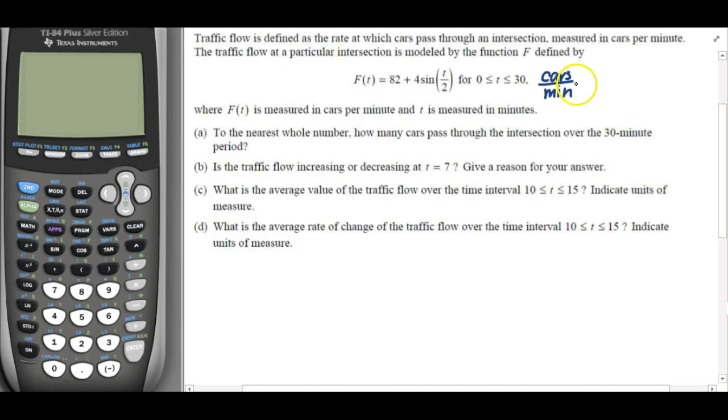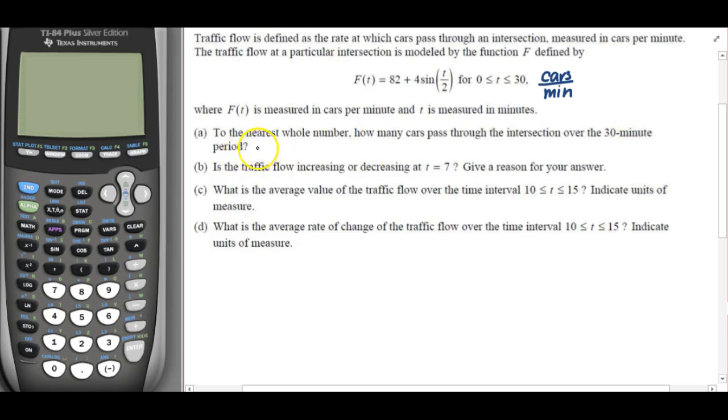So now let's take a look at the first question. To the nearest whole number, how many cars pass through the intersection over the 30-minute period? So let's go again. To the nearest whole number, how many cars? So my answer has to be in a unit of cars. How many cars pass through the intersection over the entire 30-minute period?